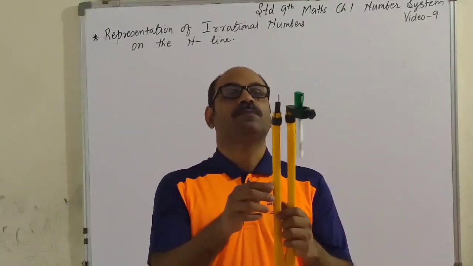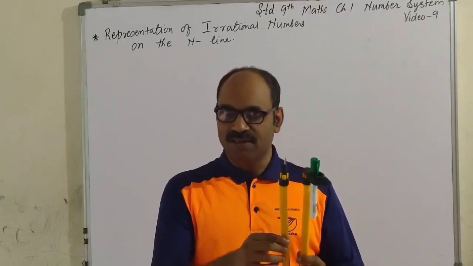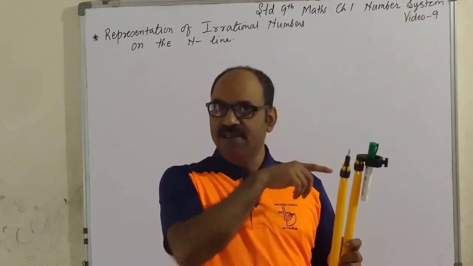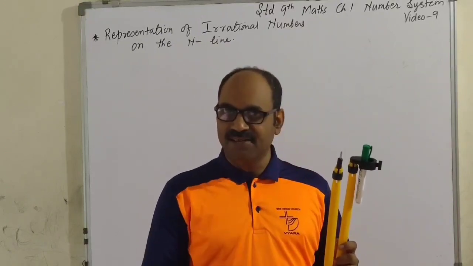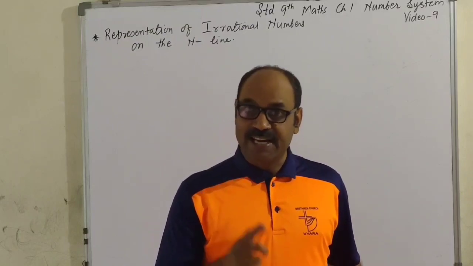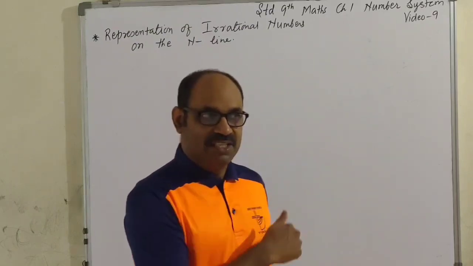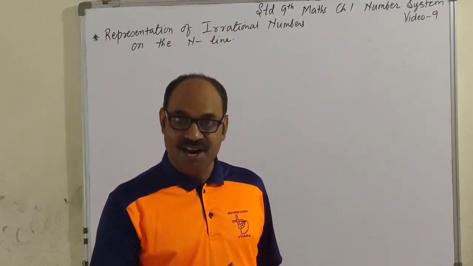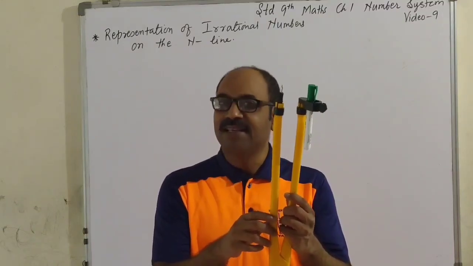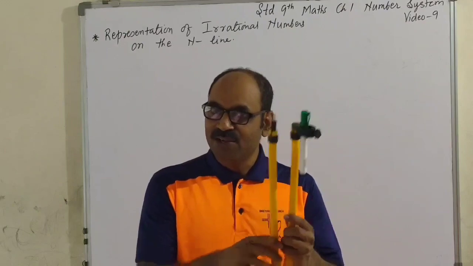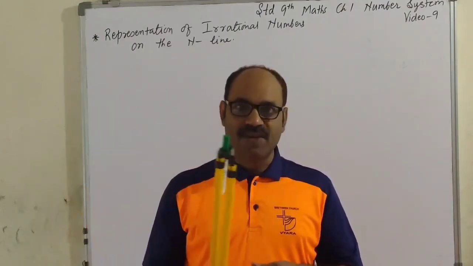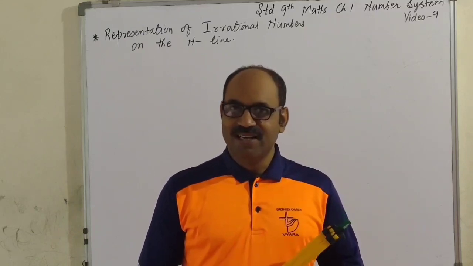Children, please, what is this? Rounder. Did we use rounder, a pair of compass, in that representation? Yes. Today we are going to see another method by which we will be representing irrational numbers. Are we going to use rounder there as well? Yes. So in the previous method we used rounder. Today's method also we are going to use rounder.